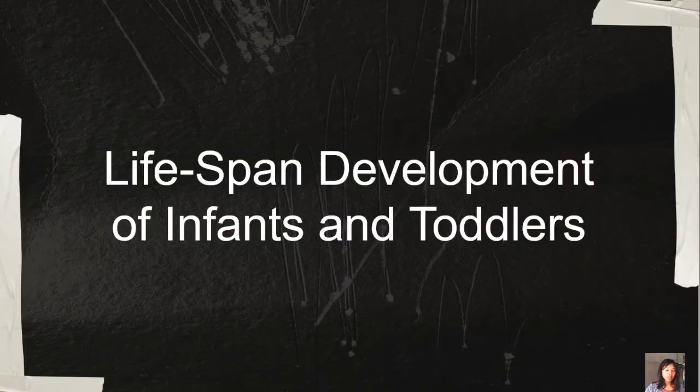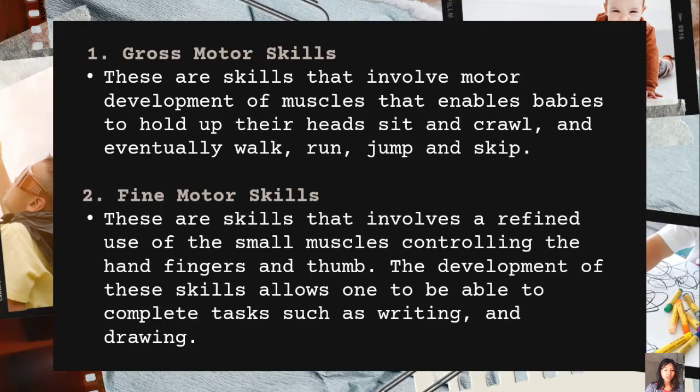Lifespan development of infants and toddlers. Gross motor skills. These are motor skills that enable babies to keep their heads up, sit, crawl, and eventually walk, run, leap, and skip by requiring whole body movements and motor development of muscles.